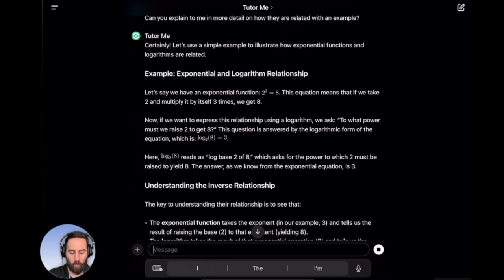We ask, to what power must we raise 2 to get 8? All right, that's a whole different question. So that's why log base 2 of 8 equals 3. Cool. Here, log to the base 2 of 8 asks for the power to which 2 must be raised to yield 8. The answer, as we know from the exponential equation, is 3.